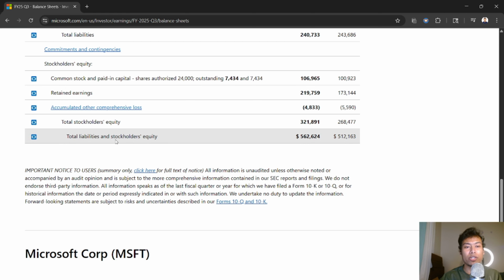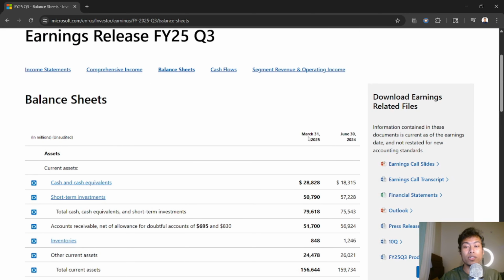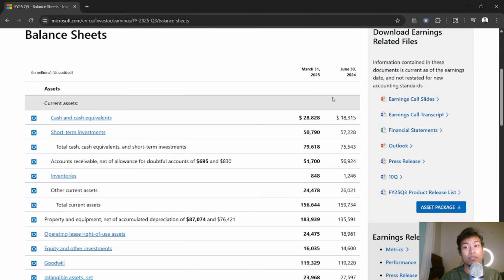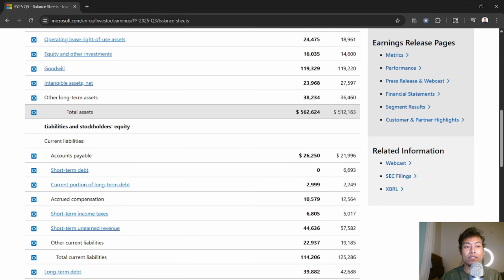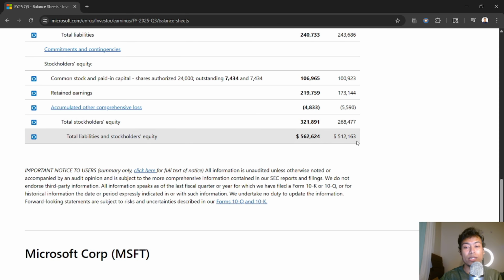That means shareholders' equity. So the balance sheet balances out for March 31st 2025, and similarly for June 30 2024 the total assets is 512,163 millions of dollars. That equates 512,163 millions of dollars of total liabilities and stockholders' equity. So congratulations, Microsoft's balance sheet balances out.